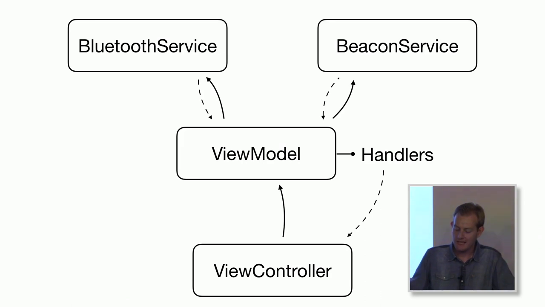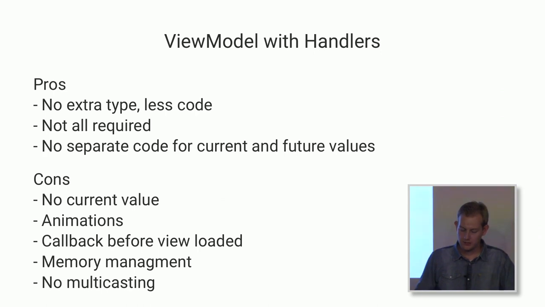You still go through the handler. It's still the view model that calls the handlers, and then the handlers are implemented by the view controller. But this is not an extra type. These are just properties that exist on the view model. So the pros of this approach is no extra type, which I like, a lot less code.